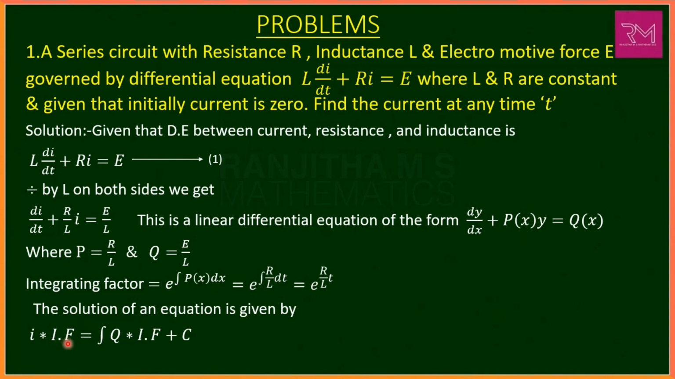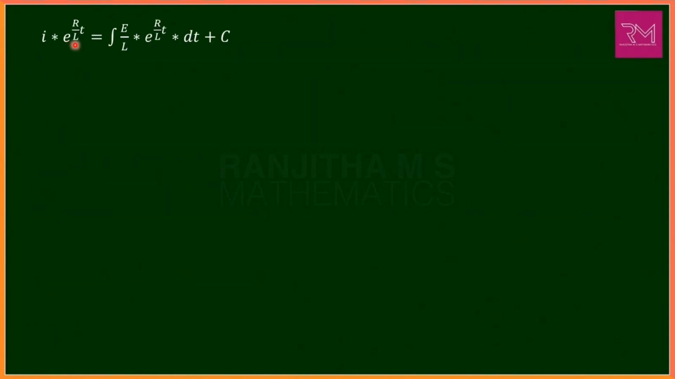Next step, substitute the integrating factor value and q value over here. We get I into the integrating factor, exponential power of R by L into t, which is equal to integral of q value, E by L, into integrating factor, exponential power of R by L into t, dt plus c. Now we have to expand this integration. Here E by L is a constant, so we take it outside the integration.